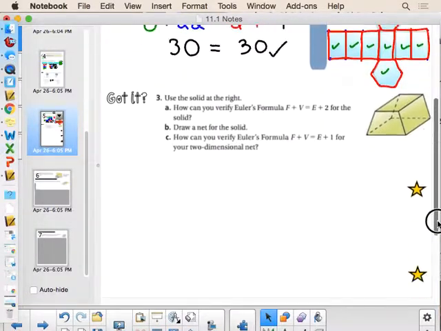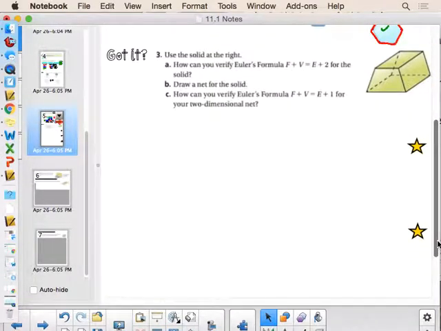Here's your got it. Using the solid at the right, I want you to also verify Euler's formula. Once again, please note, you're first doing this for the polyhedron as shown. Next, in part B, you are going to draw a net for the solid and then use that to verify Euler's formula for 3D figures.